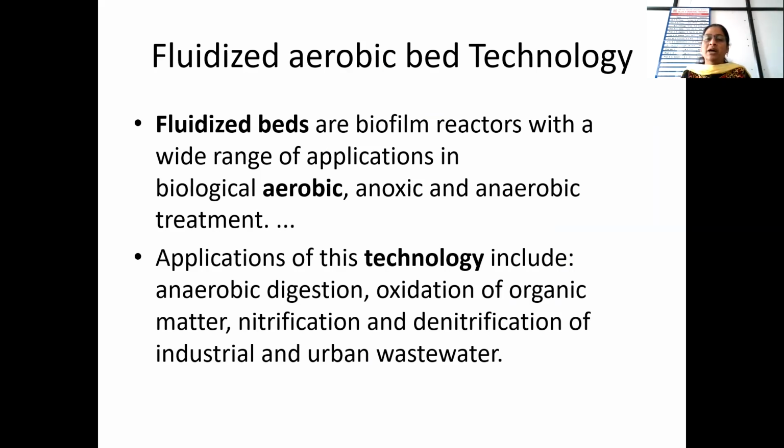Fluidized beds are biofilm reactors with a wide range of applications in biological, aerobic, anoxic, and anaerobic treatment. Applications of this technology include anaerobic digestion, oxidation of organic matter, nitrification, and denitrification of industrial wastewater. So these are the applications. And you can perform the oxidation of organic matter and nitrification, denitrification of industrial and urban wastewater.